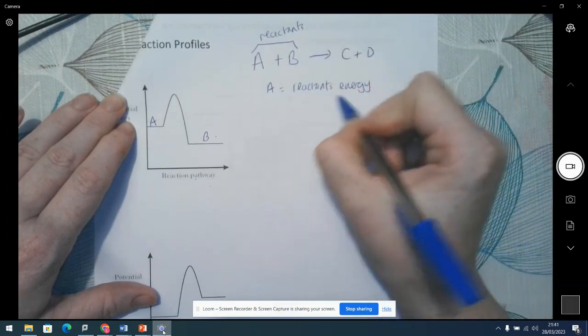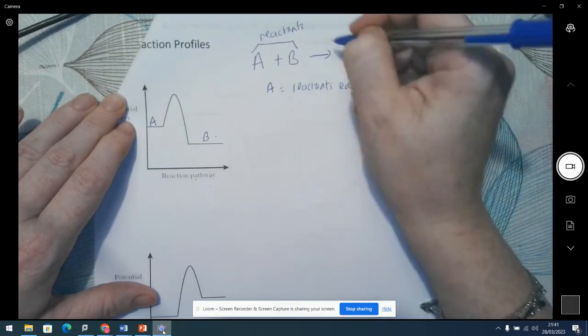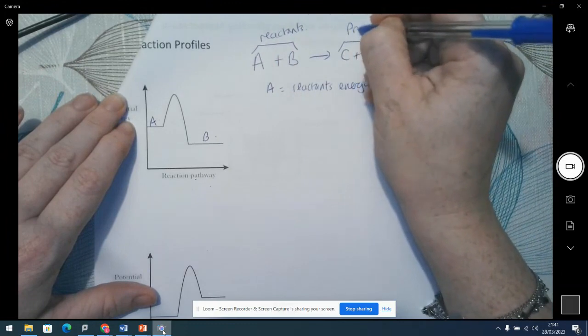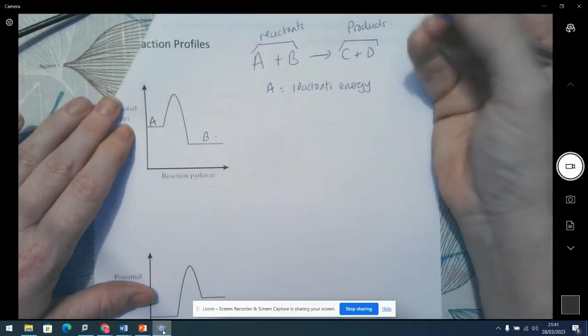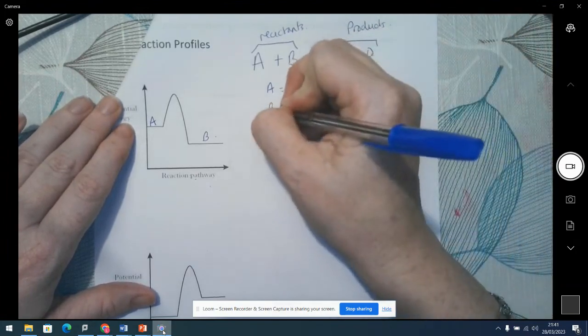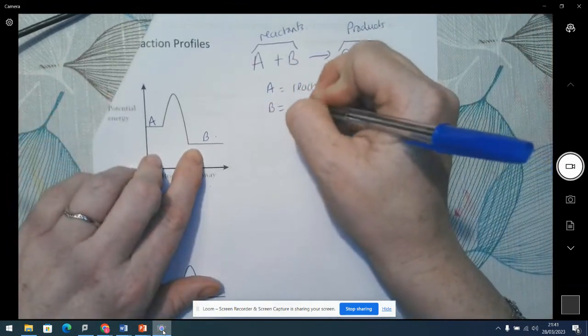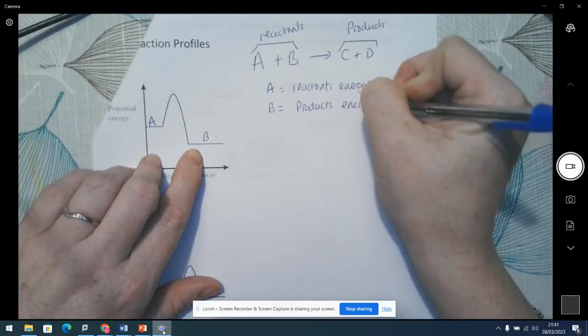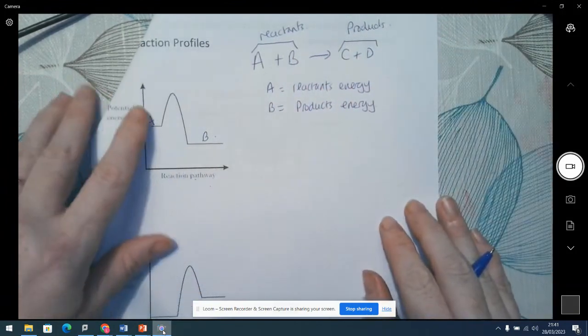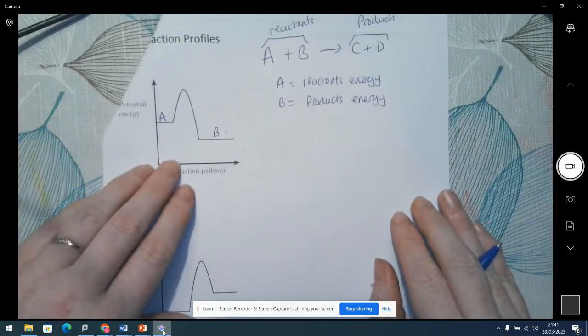And to do that, they have a certain amount of energy. And they're going to make my products, and again, I may have a different energy level. So B is what we call our products energy. And like I said, you may be expected to label these, so it is important you know what they all are.